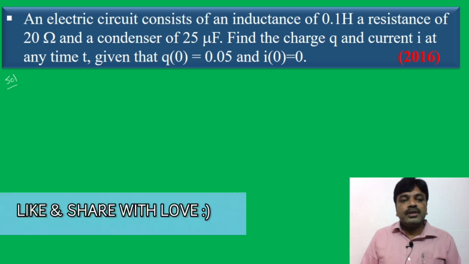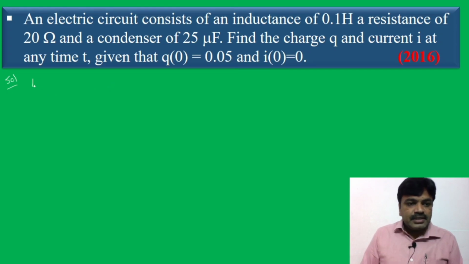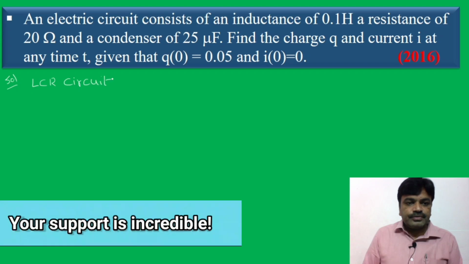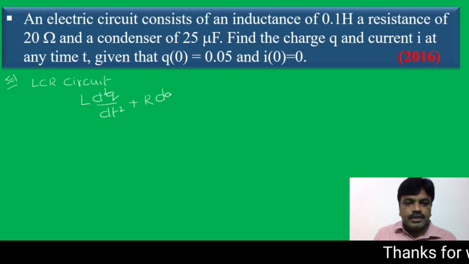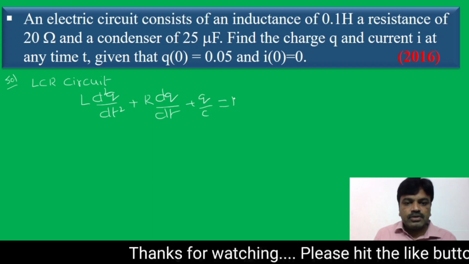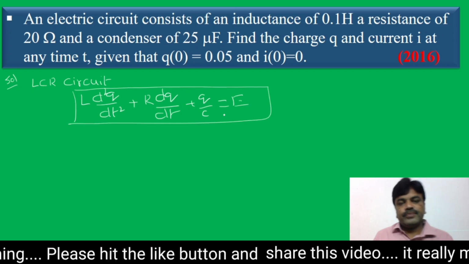Solution: clearly here they give L, resistance R, condenser C. So clearly it is an LCR circuit. What is the LCR circuit equation friends here? L d²q/dt² + R dq/dt + q/C = E. This is the LCR circuit equation.